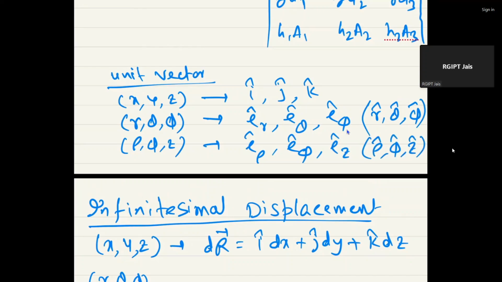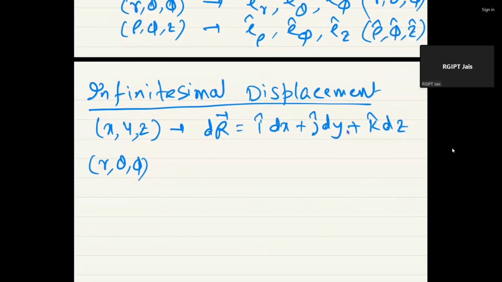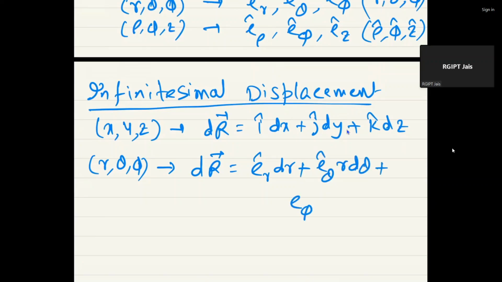Similarly, in cylinder, it is E rho, E phi, E z, or rho cap, phi cap, z cap. Okay. So in the spherical polar coordinate, you can write dr. This will be E r cap dr plus E theta cap, which I told you will be r d theta, plus E phi cap r sine theta d phi.